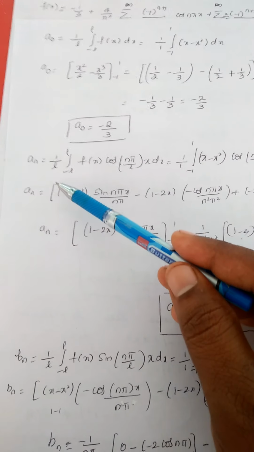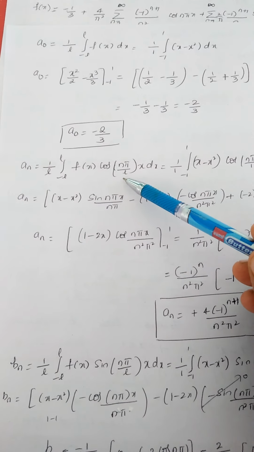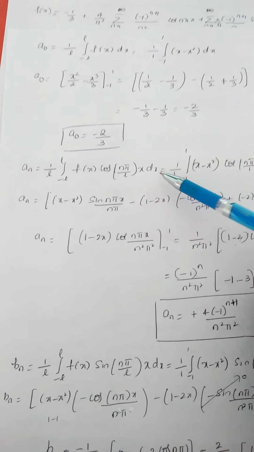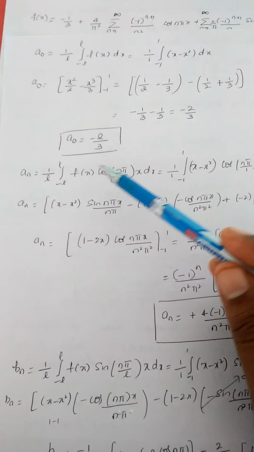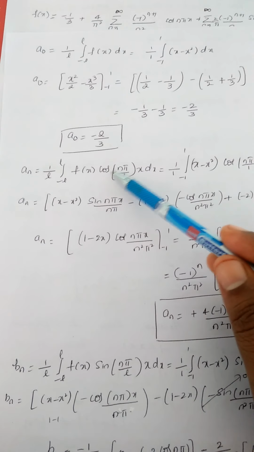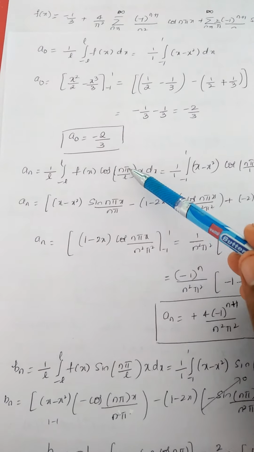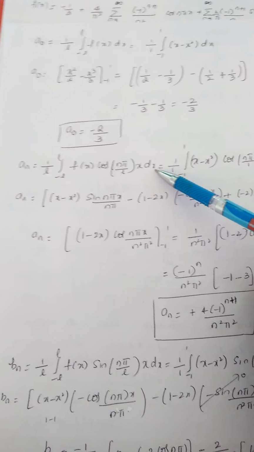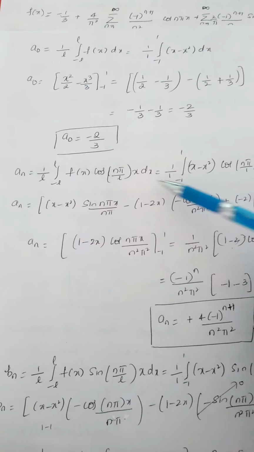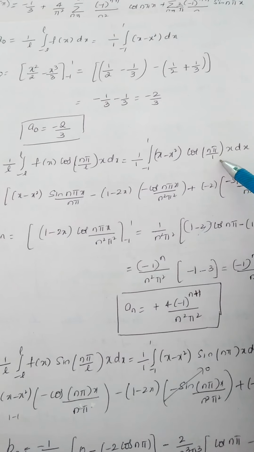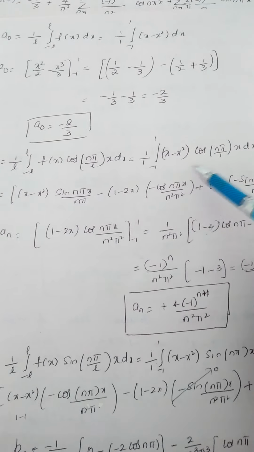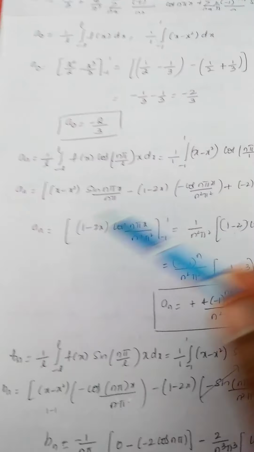Then an is 1 by L, integral from minus L to L of f of x cos n pi by L into x dx. Okay, so you should remember, if it is an arbitrary interval, this is not only cos n pi x, it is cos n pi by L into x. Now substitute the value of L, minus 1 to 1, we get cos n pi by 1 into x. Now we have to use Bernoulli's rule of integration by parts.